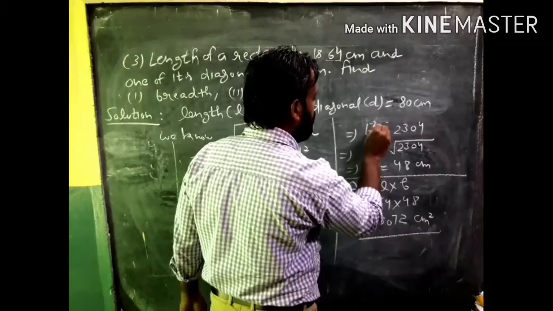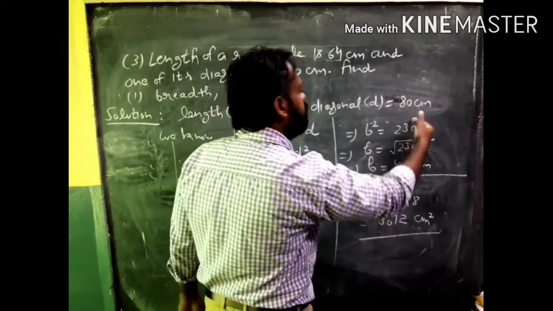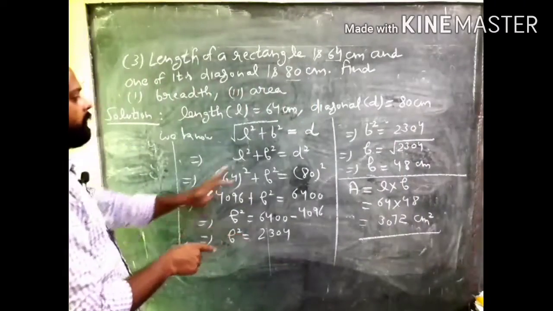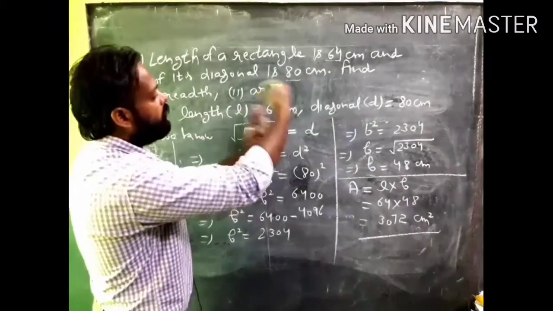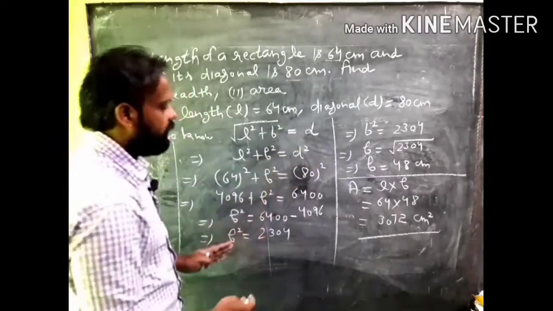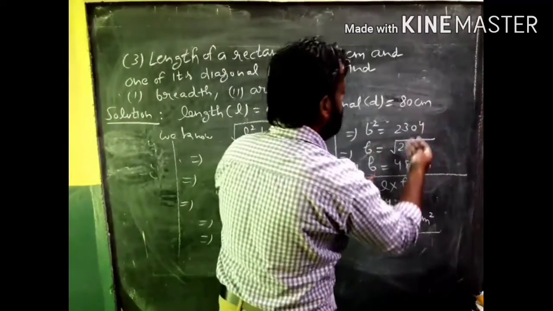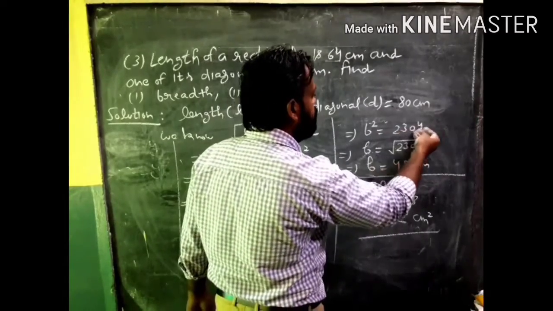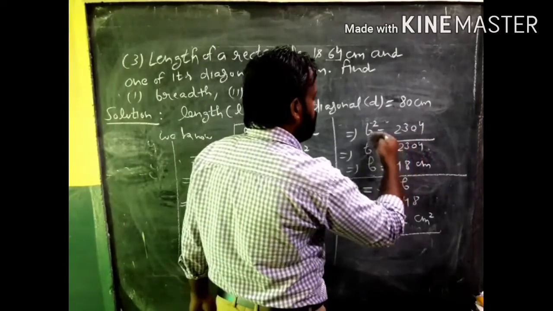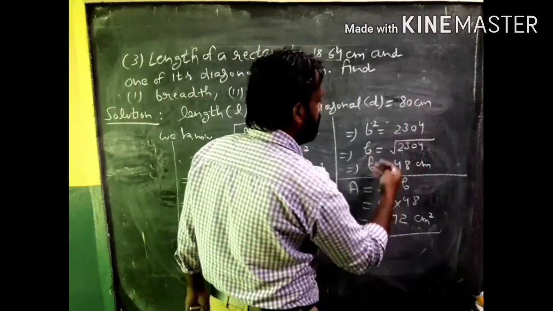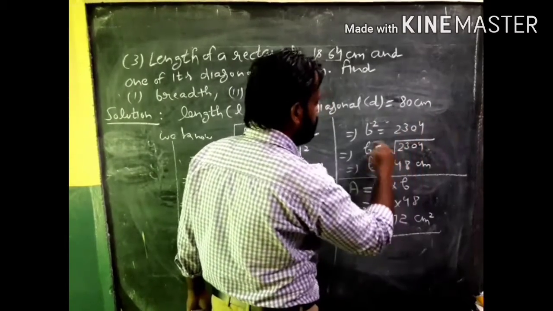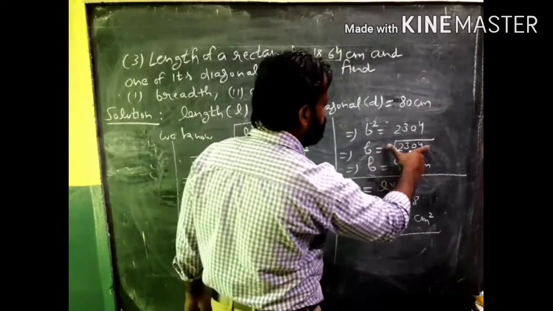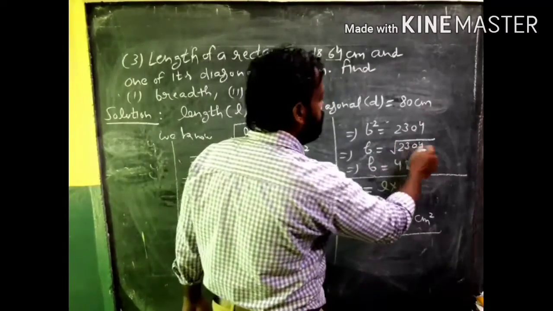Again see carefully, when we take a square to the other side, it will become a square root. In the same way, when we take the square root to the other side, it will become a square. So B square is equal to 2304, and when we take this power 2 to the other side, it will become a square root. So this is square root of 2304, and now we have to find the square root of this 2304.